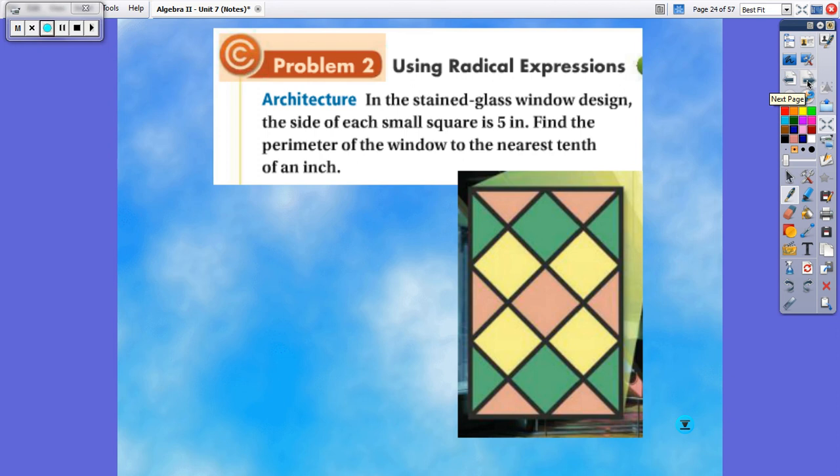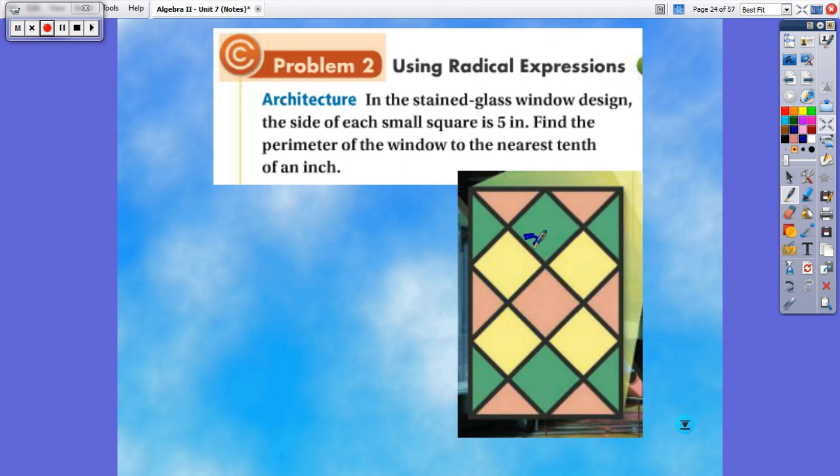Alright, so in this question, the stained glass window design, the side of each small square is 5 inches. Find the perimeter of the window to the nearest tenth of an inch. So you have to understand a little bit more about geometry. So you have to think way back to last year when you learned this in geometry.